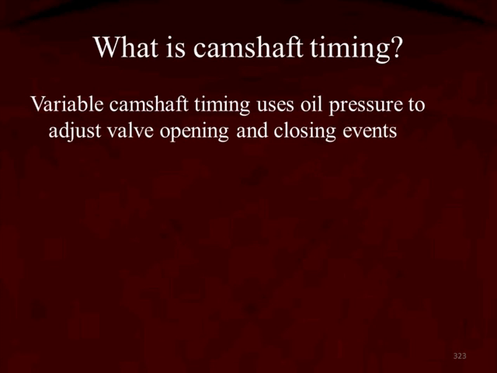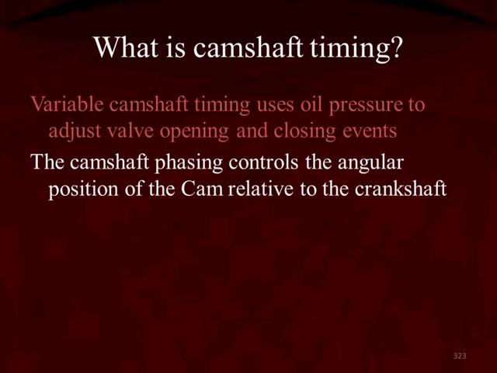Variable camshaft timing uses oil pressure, the engine oil pressure. It uses that pressure to adjust valve opening and closing events. The phasing of the camshaft controls the angular position, and that's going to be in relationship to the crankshaft. So cam timing is changing the relationship of the camshaft to the crankshaft itself.